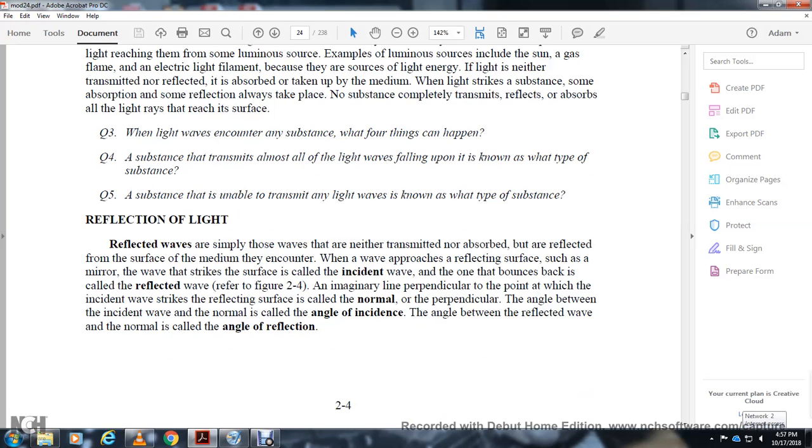Reflection of light. Reflected waves are simply those waves that are neither transmitted nor absorbed, but are reflected from the surface of the medium. The wave that approaches the reflecting surface, the mirror, is called the incident wave. The one that bounces back is called the reflected wave. The imaginary line perpendicular to the point at which the incident wave strikes the reflecting surface is called the normal. The angle between the incident wave and the normal is called the angle of incidence. The angle between the reflected wave and the normal is called the angle of reflection.